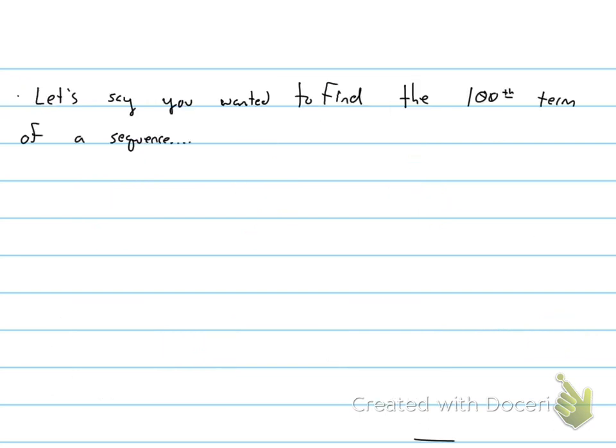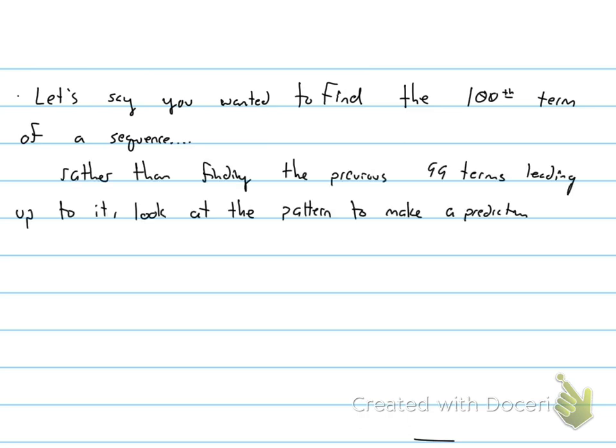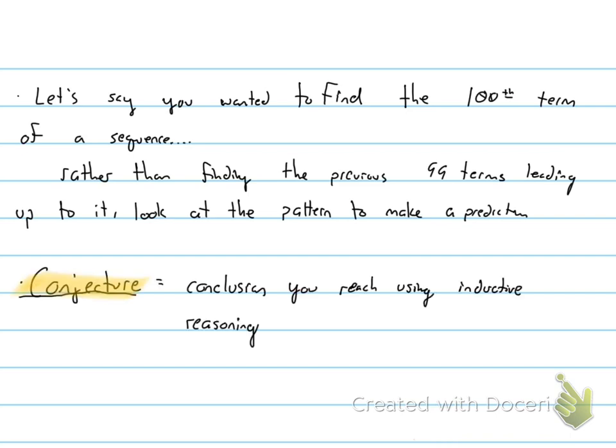So let's say that you want to find like the 100th term of a sequence. I could keep drawing circles like for the next 99 terms, but rather than doing that, which would take a lot of time, I can look at the pattern, make a prediction or a rule, and go from there. And that's called a conjecture. So a conjecture is a conclusion that you reach using inductive reasoning.